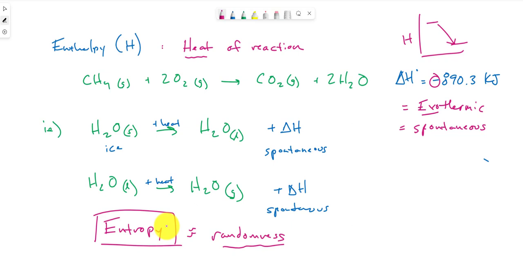Order is the antithesis of the universe. The universe doesn't like things to be in perfect places and positions. It is always striving for things being more random.